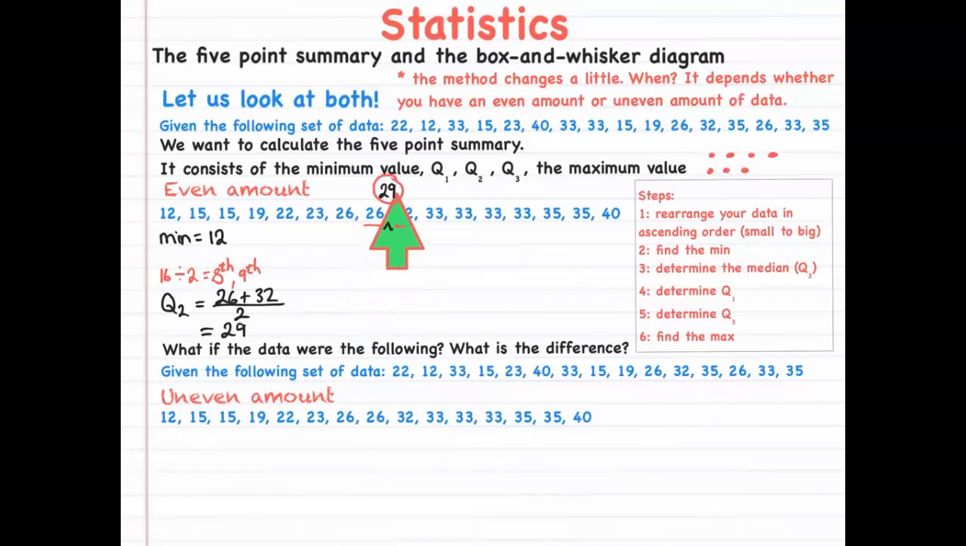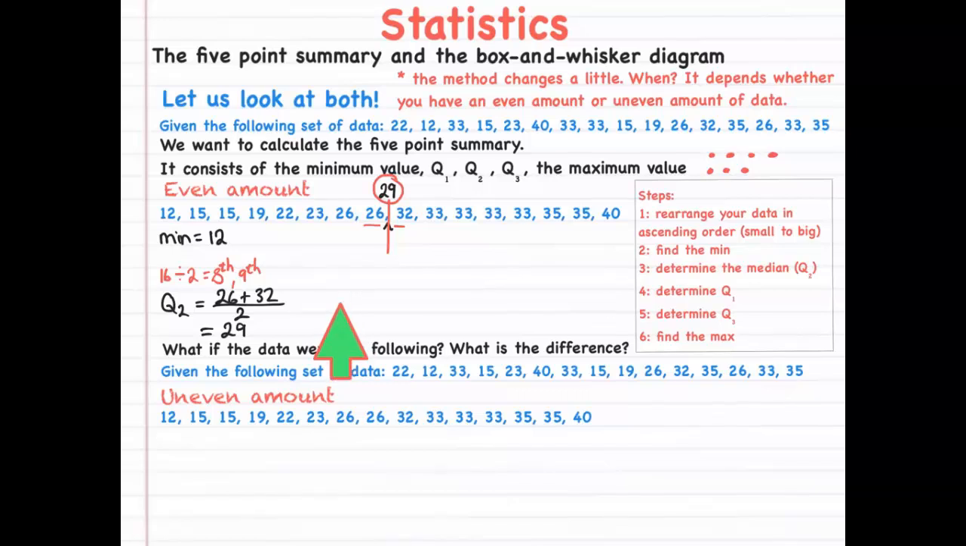The first half. Okay, so we know that this 29 separates our data into two. So it's all the way from 12 to 26. That is our first half. And to find the middle of our first half, because we're looking to find the lower quartile or the first quartile, that is in the middle of this first half. So we do exactly the same as here. We just go 1, 2, 3, 4, 5, 6, 7, 8.